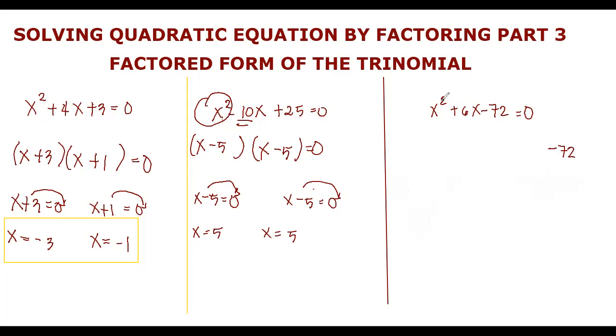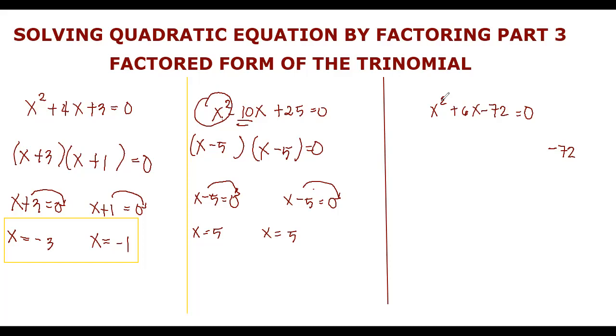Okay, 9 times 8. Tama po ba? 9 times 8 is equal to 72. So, negative 9 times 8 is equal to negative 72. Negative 9 plus 8 is equal to negative 1. So, masyado siyang malayo sa 6 na siya nating middle term. So, ano pa? Ano pang factor ng negative 72? Negative 8, negative 9. Okay.